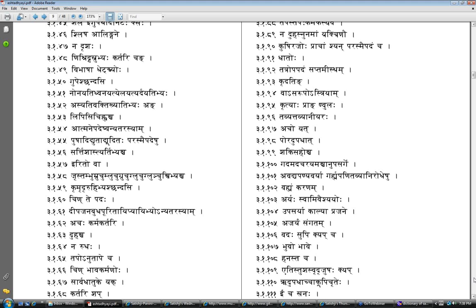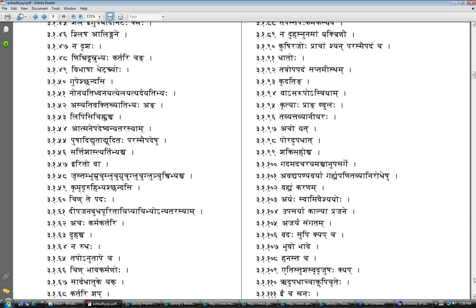Tatra means asmin tritiye dhatu adhikare. In this third dhatu adhikara, we start from 3.191. In this section, if something is indicated by the saptami, I'll give you an example shortly, then that is called upapadam. So that 2.2.19 that we saw ties into 3.192.